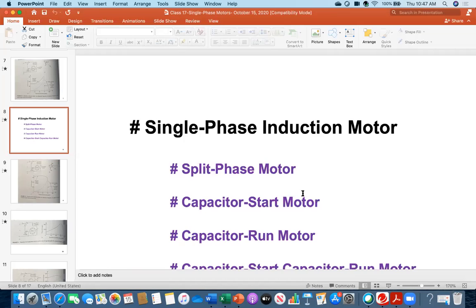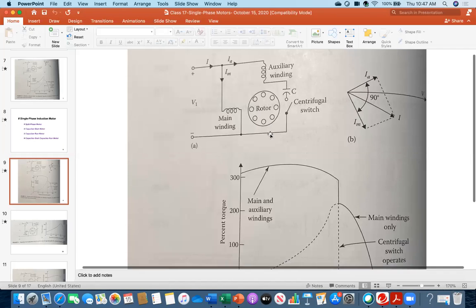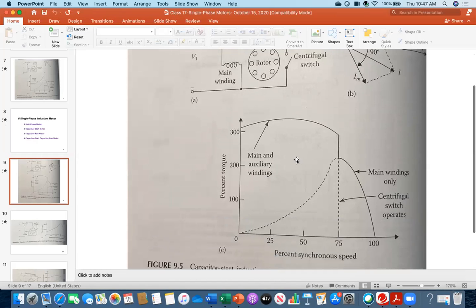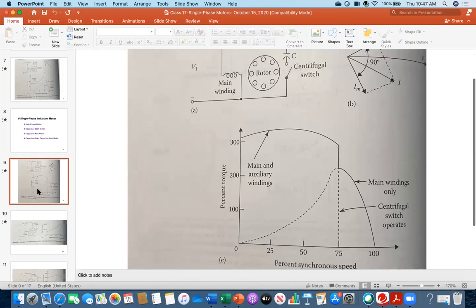So in the midterm exam or final exam, if you are asked to draw the brief schematic of a split phase motor or capacitor start, capacitor run, accordingly, you will be showing this picture. Or if I say, draw the torque speed characteristics, accordingly, you will be plotting this one or the other one.